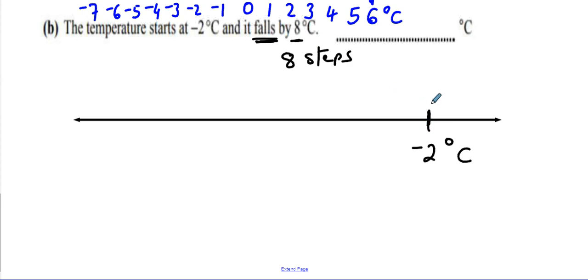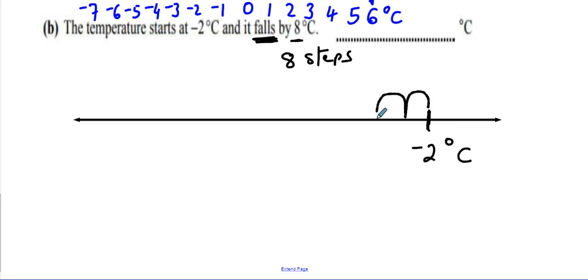So move 8 steps from here. Why should we go to the left and not to the right? It is because the temperature is falling. If the temperature was rising, then we could have gone to the right hand side. Now, because the temperature is falling, we have to go from -2 going to the left hand side. So from here, 8 steps.